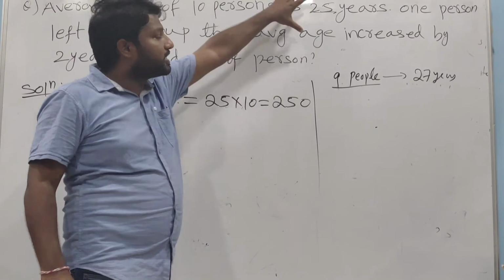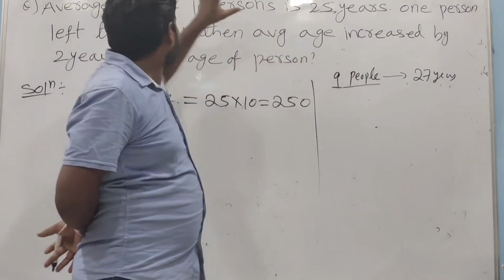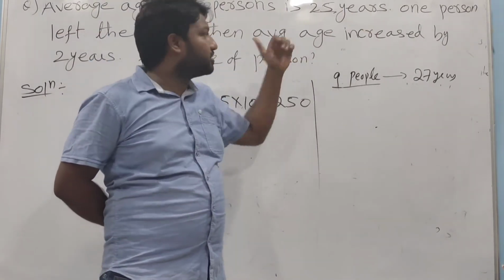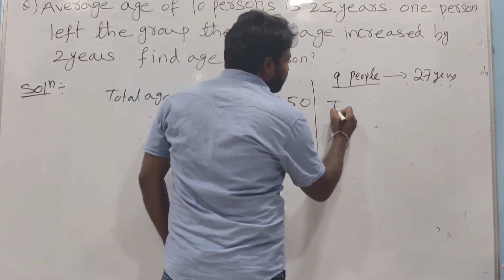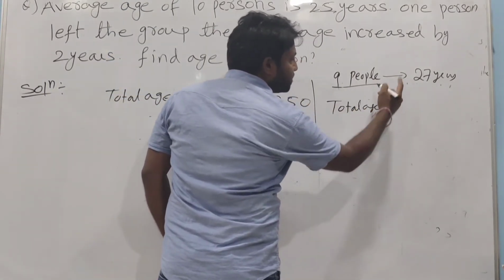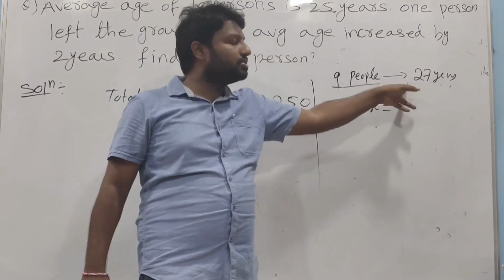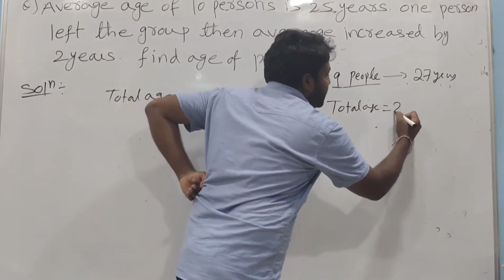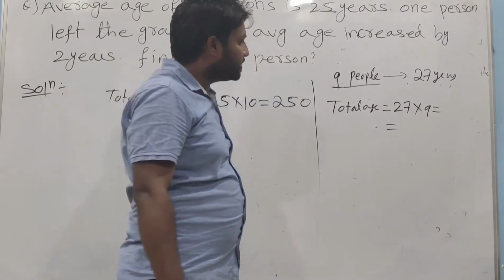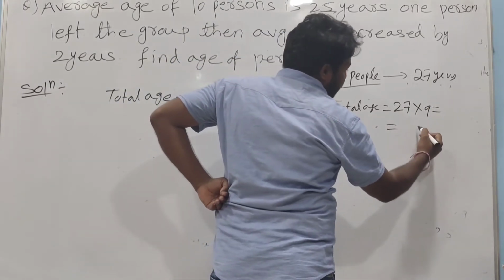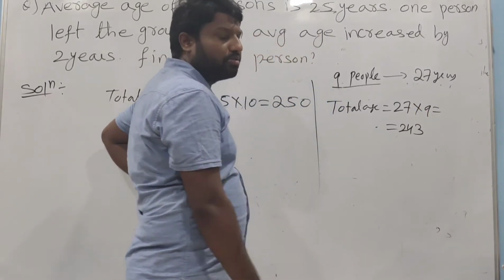Okay. Initially the 10 people's average is 25 years, and one person left the group. Then 9 persons are there. In these 9, the average age is increased by 2 years. So the average is 27. Now what is the total sum? Total age is average into number of observations, so 27 into 9. What is this value? 27 into 9 is nothing but 243. 9 times 7 is 63, 9 times 2 is 18, plus 6. So the total age is 243.